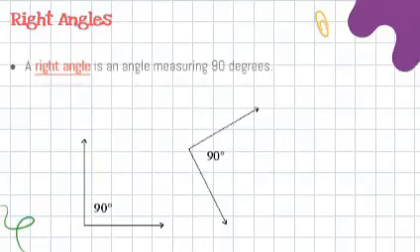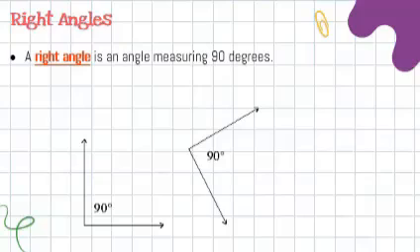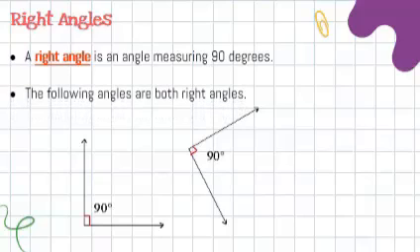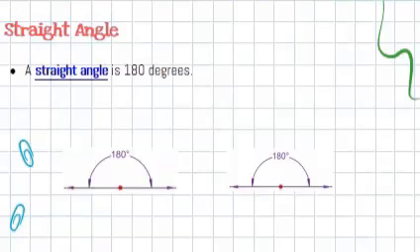Now, right angles. A right angle is exactly 90 degrees. So if you measure the angle and it's 90, then we say that this angle is a right angle. And now, straight angle. A straight angle is an angle that measures 180 degrees. So if you measure the angle and it measures 180, then we say it's a straight angle because the arms form a straight line.